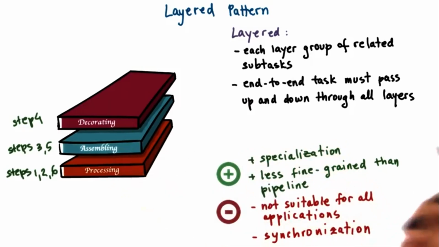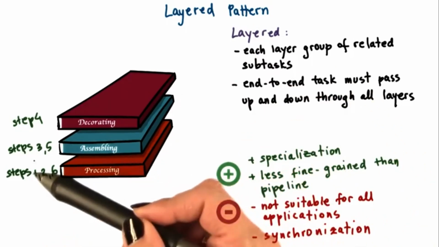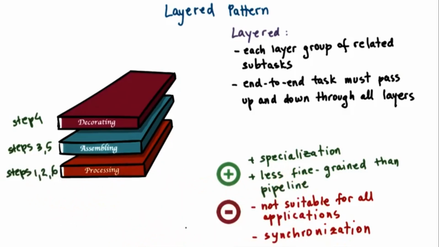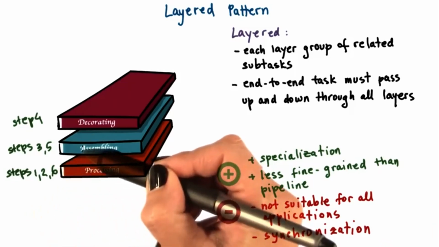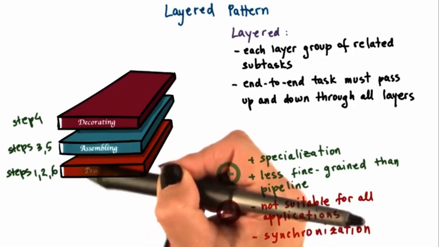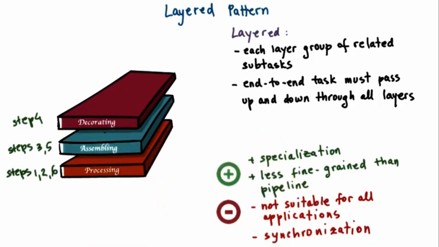The downsides are that this pattern may not be suitable for all applications, since in some cases it may not make sense for the first and the last step in the processing to be grouped together, to be assigned to the same thread. We may not be able to get any benefit from specialization in that case. The other potential issue with the approach is that the synchronization it requires is a little bit more complex than what we saw before, since every single layer needs to coordinate with both the layers above and below to both receive inputs as well as pass results.